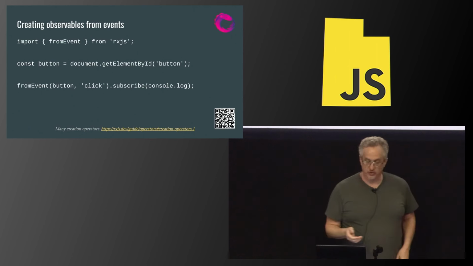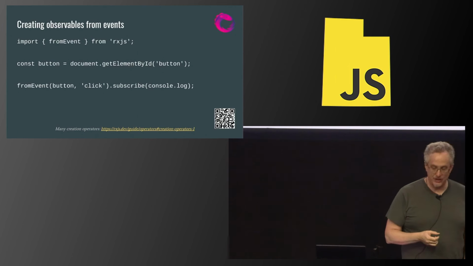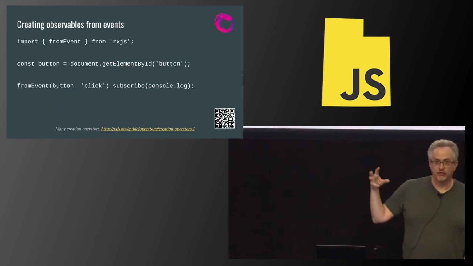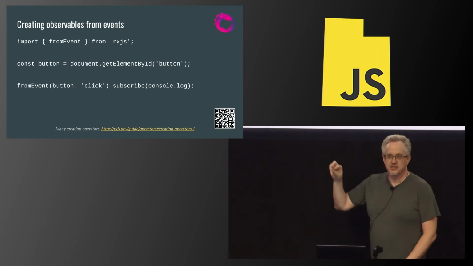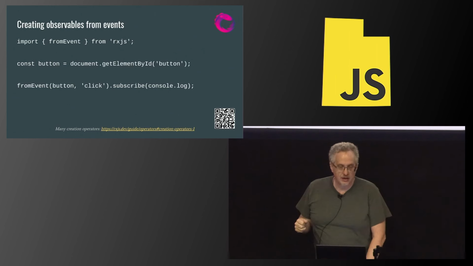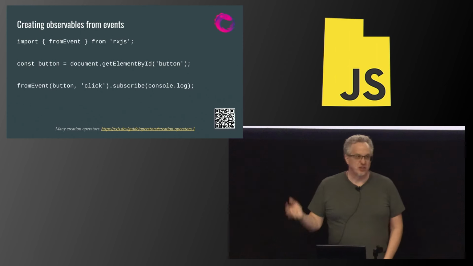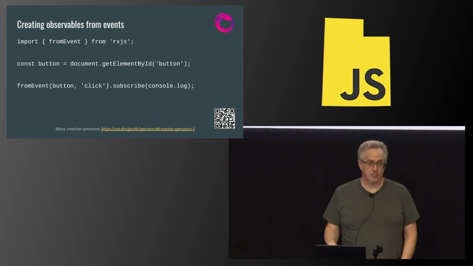We can create observables from events. Let's say we have a button on our form. We can wrap that button with fromEvent, also from RxJS, to say I want to have an event when the click event happens. And we can subscribe to that and log out that particular event. These are 3 of many creation operators.